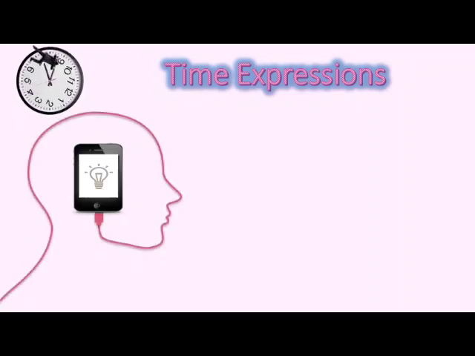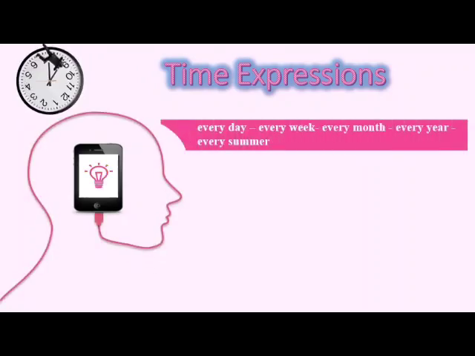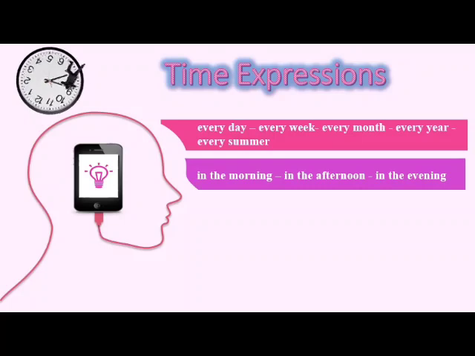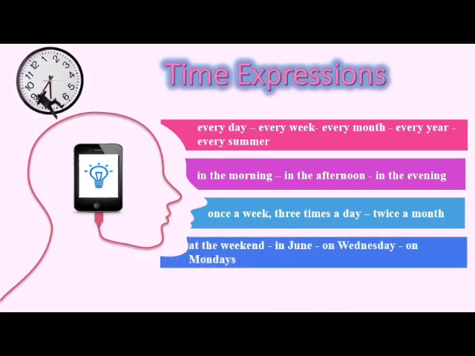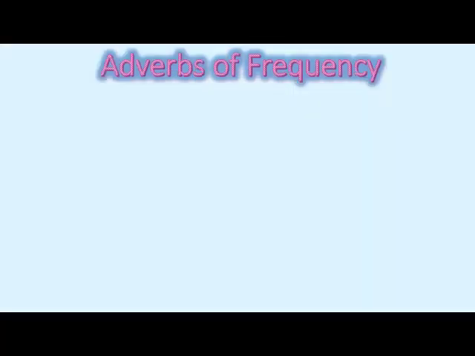There are sometimes expressions that, when we see them in a sentence, we know that we are talking in present simple, like every day, every week, every month, every year, every summer, in the morning, in the afternoon, in the evening, once a week, 3 times a day, twice a month, at the weekend, in June, on Wednesday, on Mondays.